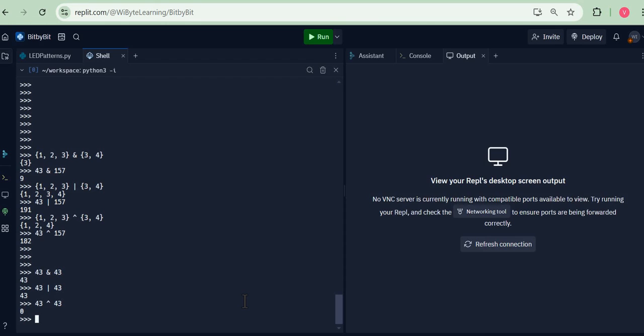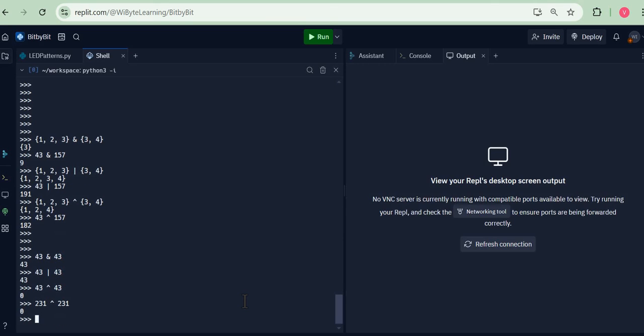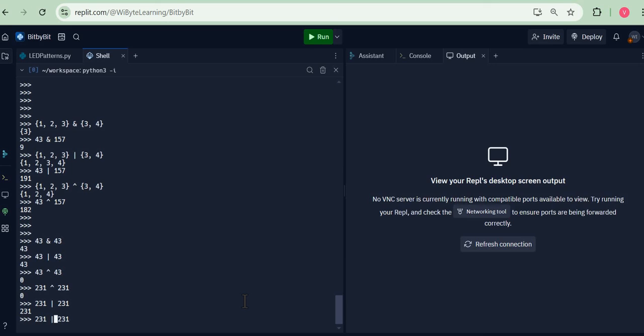Happy to discuss. But this relates back to the basic definition of AND, OR, and XOR. In fact, you can take any number XOR with itself. Let's say I do 231. Notice this is less than 255, so still an 8-bit number. If I did an XOR with itself, I will get a 0, whereas if I did an AND or an OR, I will get back the same number. So think about why this is happening.